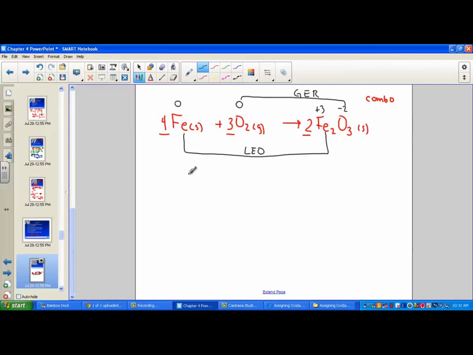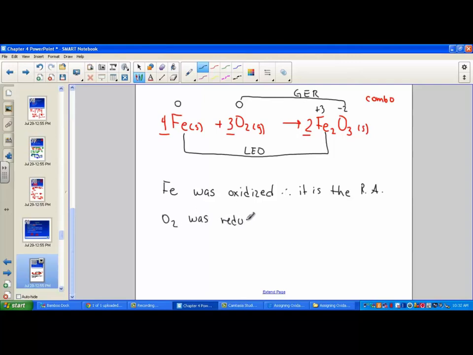Remember the term oxidation, what was oxidized, what was reduced? What are the agents? They always come from the reactant side. Iron was oxidized, and therefore it is the reducing agent. Can I just write RA and we'll get that clear? Reducing agent. Molecular oxygen was reduced, and therefore it is the oxidizing agent.